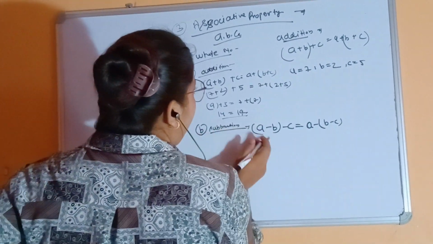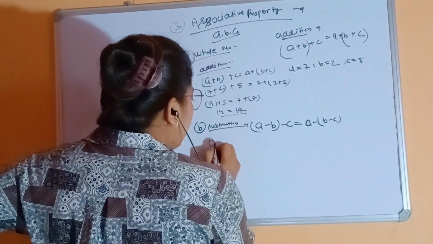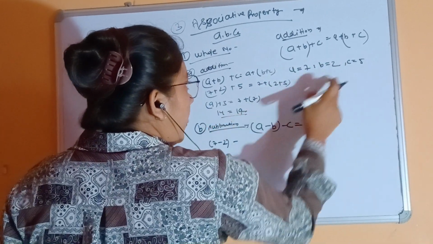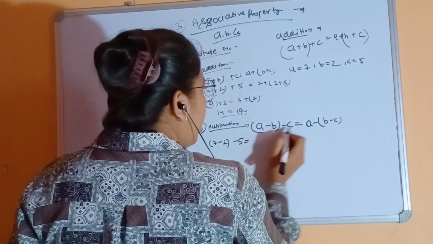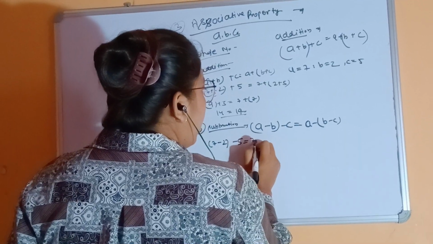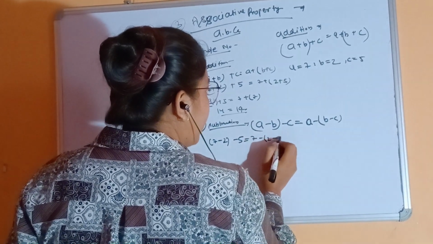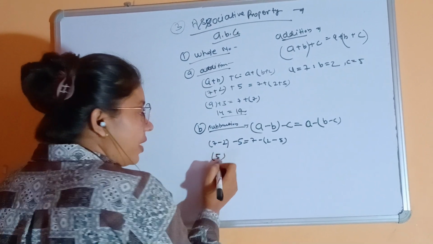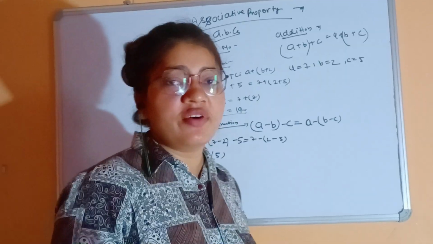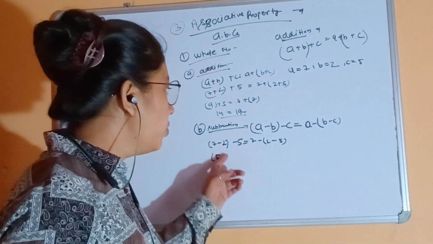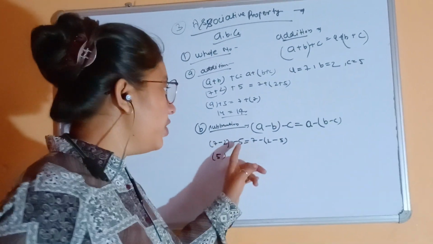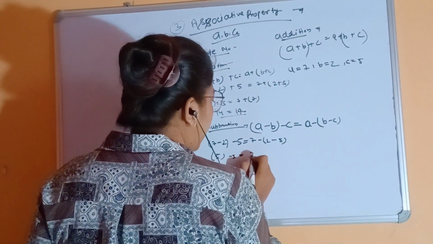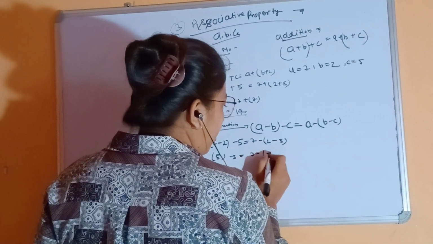So for A minus B minus C, put A is equal to 7, B is equal to 2, C is equal to 5. Here A is equal to 7 minus B is equal to 2 minus 5. Okay, so 7 minus 2: first we solve the bracket, then definitely we solve outside. So 5 here, 5 minus 5, 7 minus 2 minus 5 is minus 3.